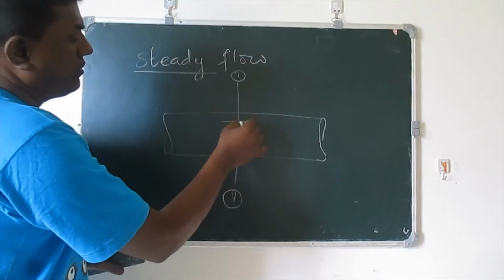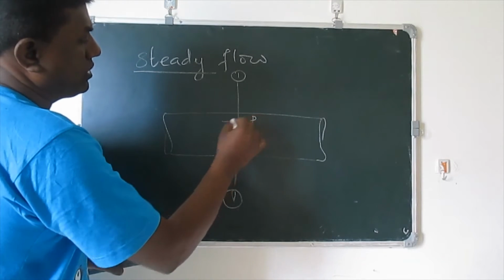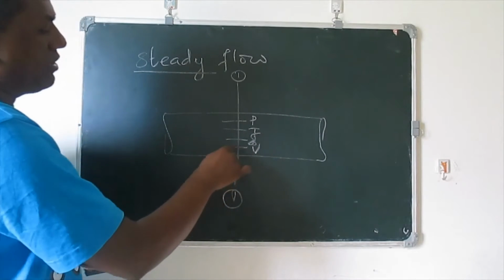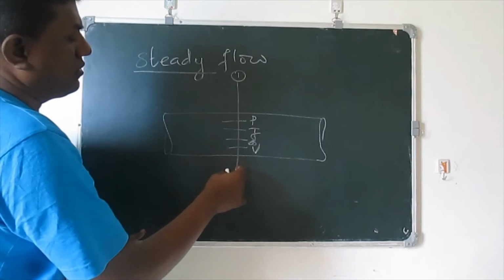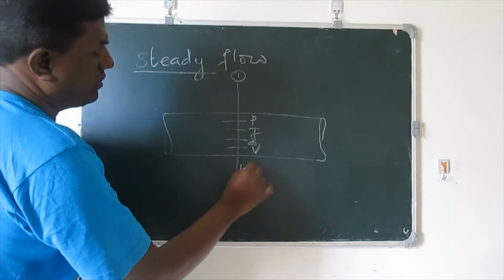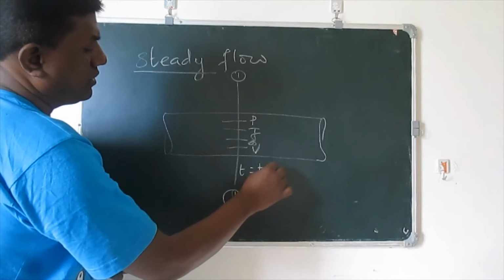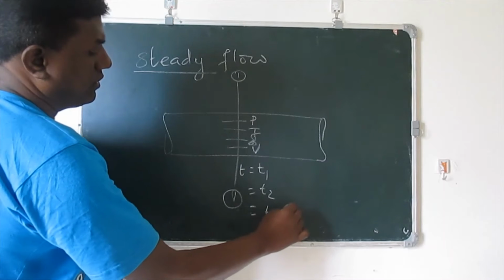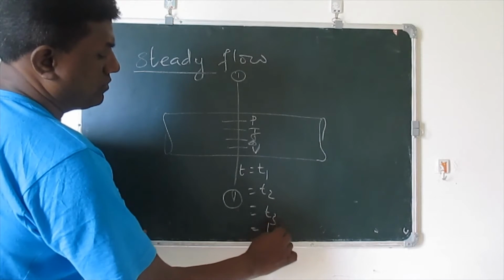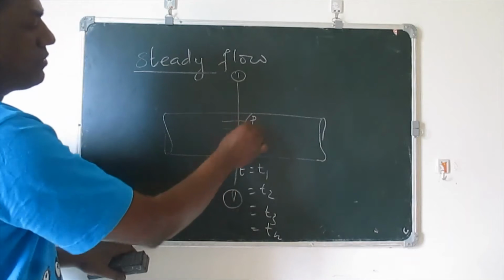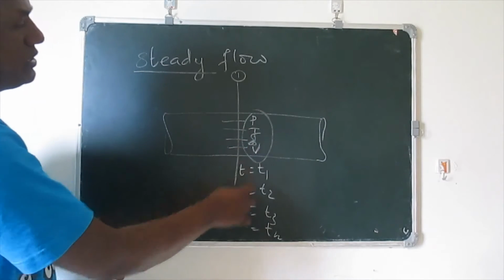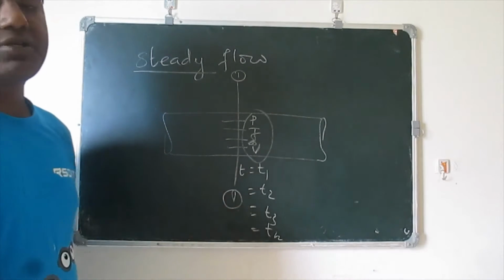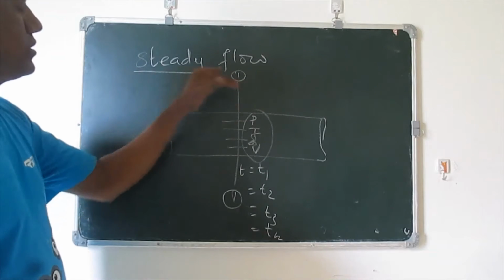If the flow parameters, say pressure, temperature, density and velocity, are not changing at all for different time intervals, at time t equal to t1, t2, t3 and like this tn, then these parameters pressure, temperature, density and velocity are not changing with respect to the different time intervals. That is what we call steady flow.